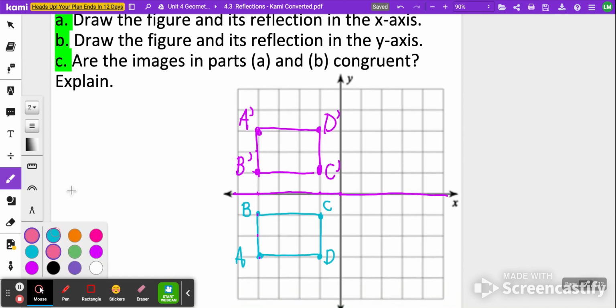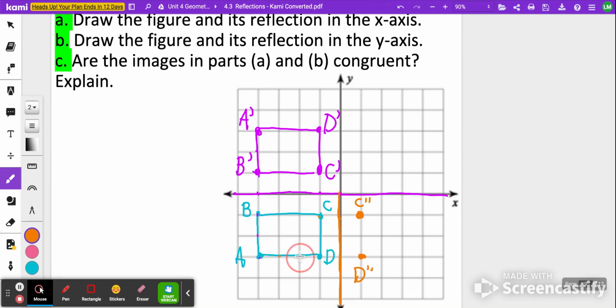Now let's reflect over the y-axis. I'm going to still use my original shape and just reflect it now over the y-axis. So C is one step away from the y-axis. We'll call this C double prime to show the different reflection, and it will be one step away.